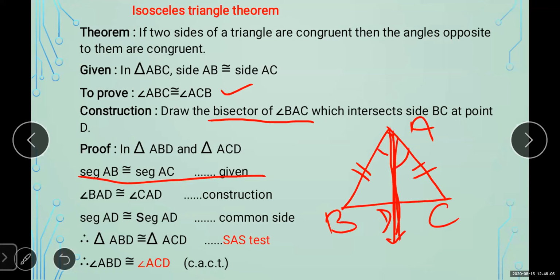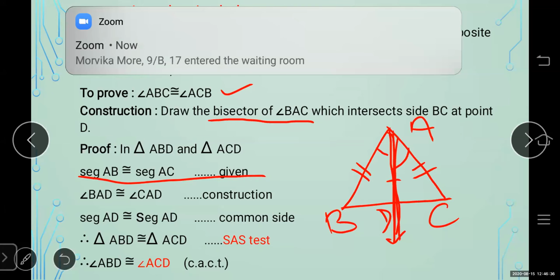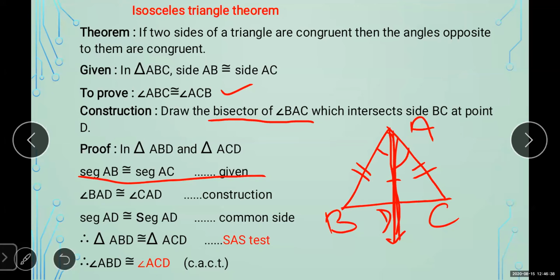Which angle? BAD and CAD are congruent. Why? We draw a bisector from there, that's why these two angles are congruent. This is by construction. Then AD is common between both triangles. Segment AD is common. So by which test are these two triangles congruent? Side angle side test, they are congruent.